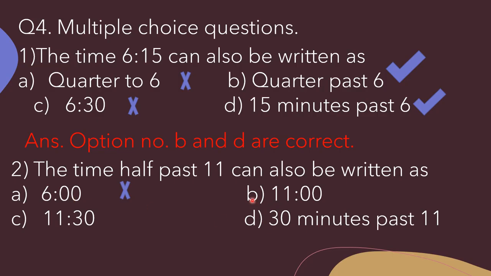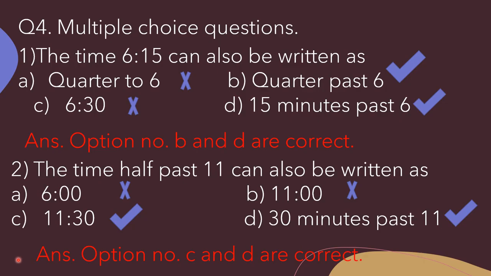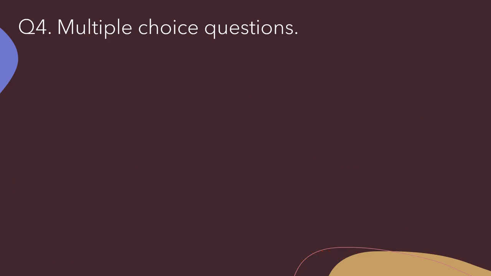Now in B part it is given 11 o'clock. That is also wrong. So we will cross this option. Now in C part it is given 11:30. So beta, whenever half past is given, our minutes are 30. So this option is correct. We will tick this option. Now in D part, 30 minutes past 11. This option is also correct. So we will tick this option also. Now we have to write its answer. Option number C and D are correct. Understood beta, how you have to solve multiple choice questions.